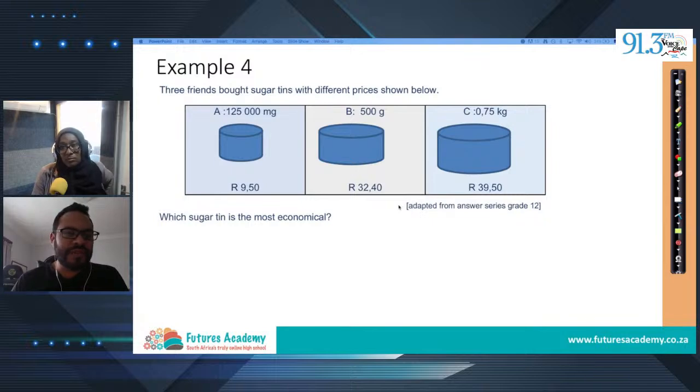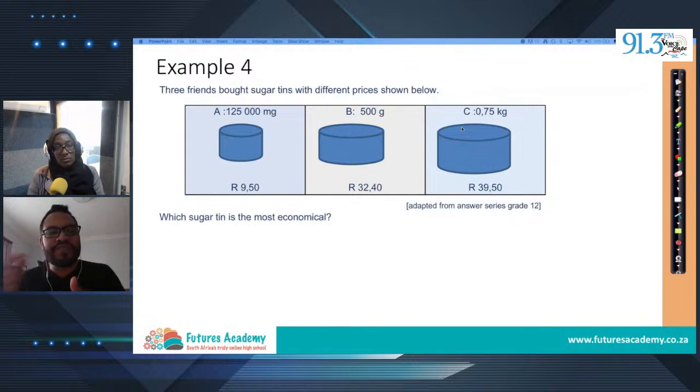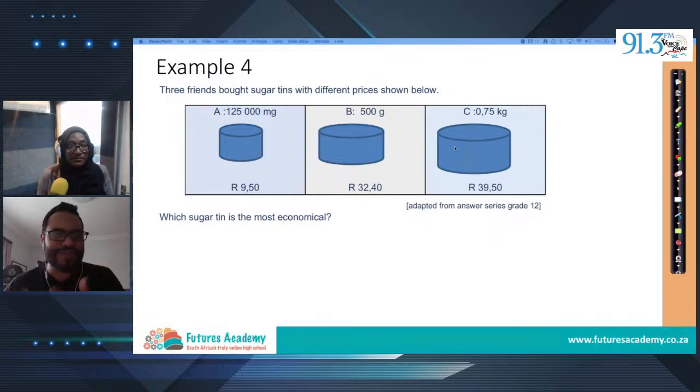And in order to determine what's the cheapest and not be conned in the store, you need to convert this to something of the same unit. So I would suggest work out the grams here, work out how many grams this is. And once you've done that, I think we can do this in the next lesson, we will then calculate the rands per gram. In other words, the price per gram. And once we've got that, we're comparing sugar in grams with grams, and we will easily be able to determine which sugar tin is the cheapest or the most economical.